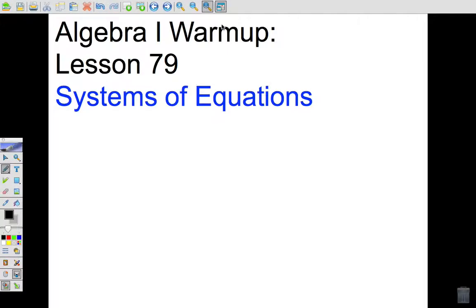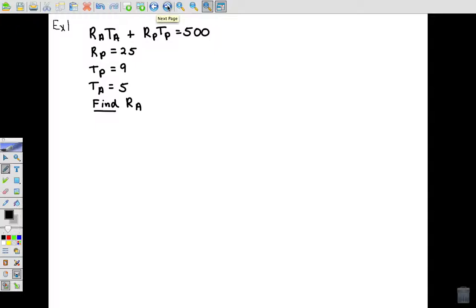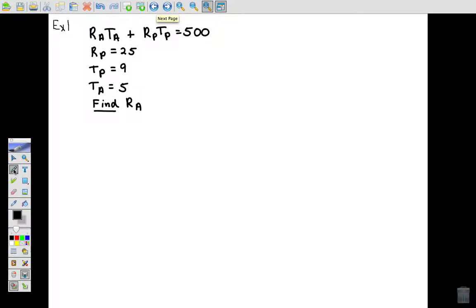All right, in lesson 79, we're going to talk about systems of equations, and we're going to get to the first example right away. In example 1, write down these equations that I have written, and you can see there's quite a few. We start off with RA, TA, and notice that these are subscripted variables also. So we have RA, TA plus RP, TP equals 500. We have that equation. We know that RP is equal to 25, we know that TP is equal to 9, and TA is equal to 5.